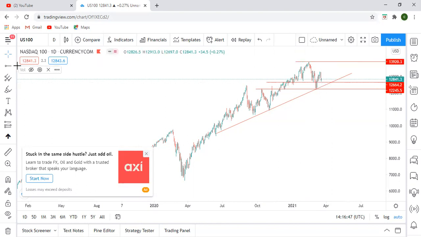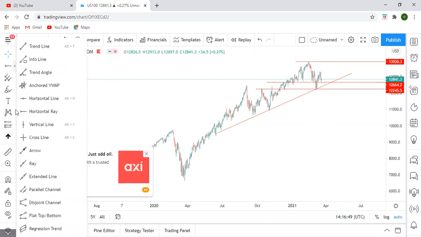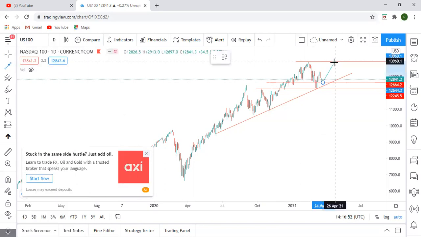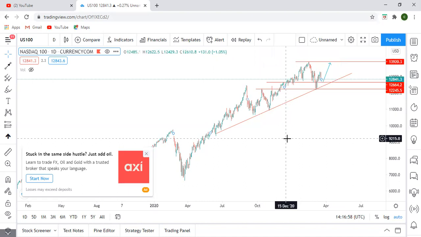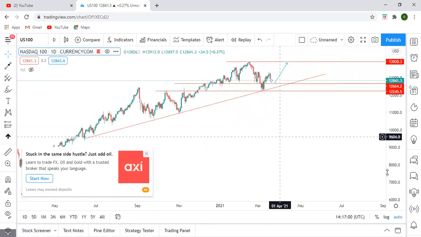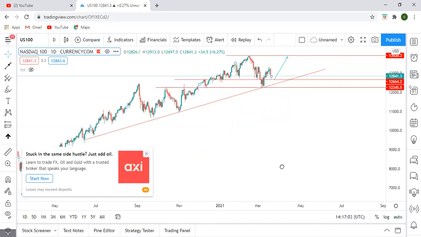So we're expecting something like this during the week. We're expecting a push to the upside. If we can zoom in clearly and see what structure we have, we are having something like this.